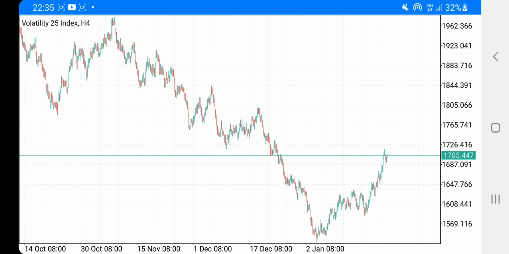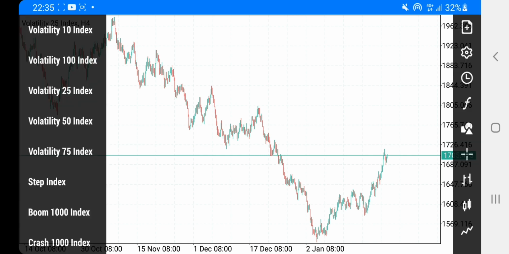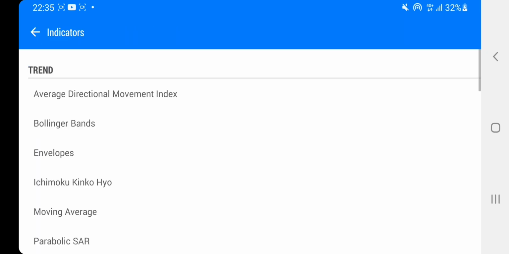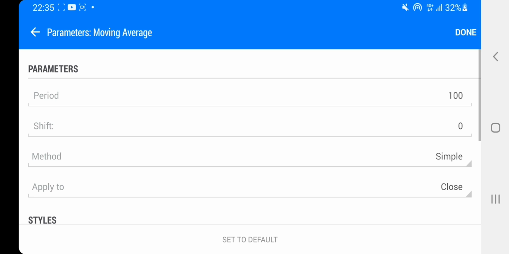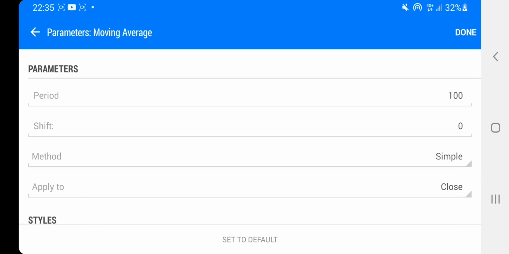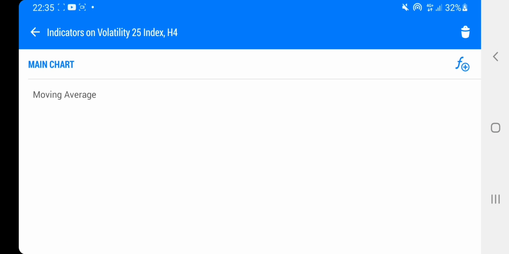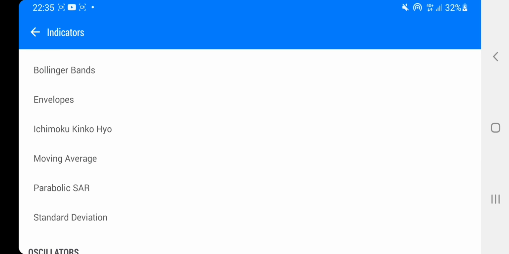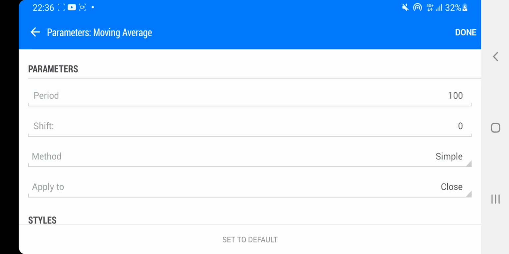First and foremost, let us put the indicators. Let's put the indicators, main chart, moving average. So preferably you could use a period of 100. One should be a period of 100. Then you say done. And then you add another moving average with a period of, let's say, 50. You can honestly use any kinds of periods, but preferably use 150 or 200. Preferably you could use that, and it would be more accurate.